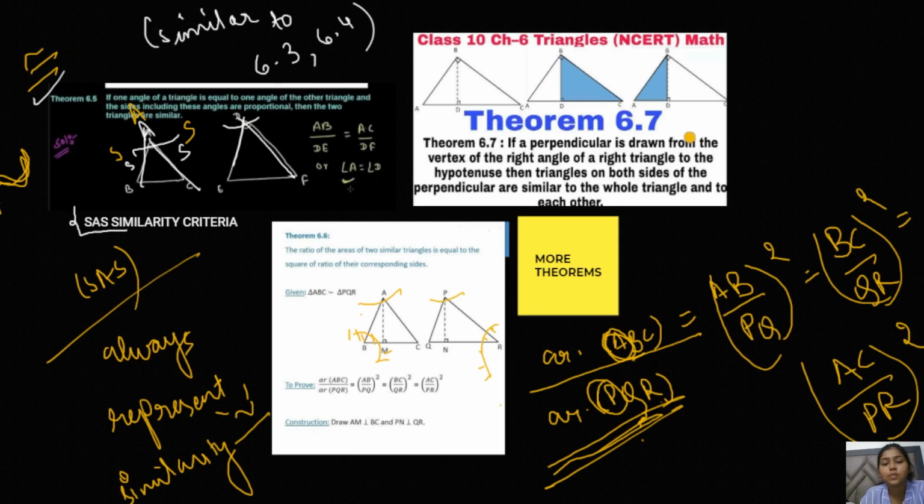Okay, so let's move ahead with theorem number 7. It is basically: if a perpendicular is drawn from the vertex of the right angle of a triangle to the hypotenuse, then the triangles on both sides of the perpendicular are similar to the whole triangle and to each other also. So let's suppose this is a right angle triangle, right? They say that you have to draw the perpendicular from this right angle.